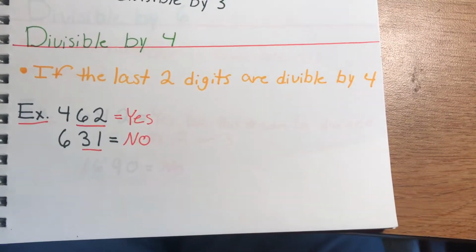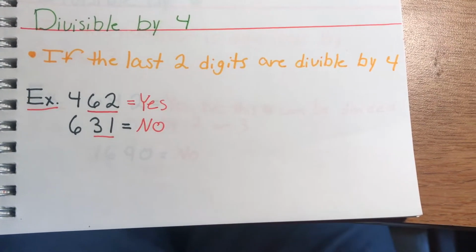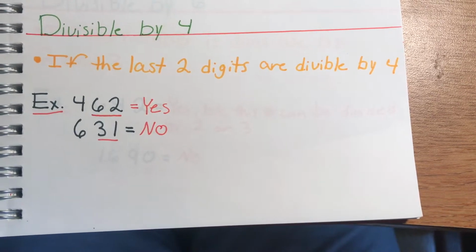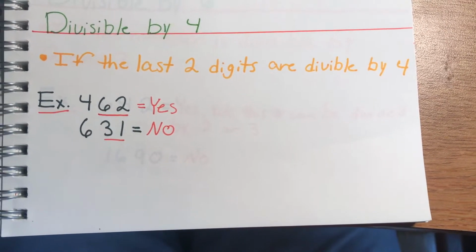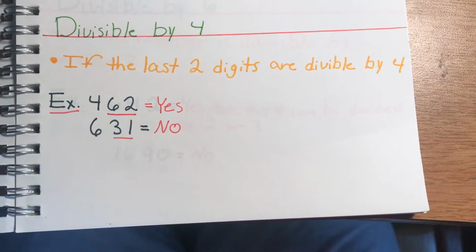Divisible by 4. If the last two digits are divisible by 4. For example, 462. 62 is not divisible by 4, so it cannot work. 631. The 31 is not divisible by 4, so it cannot work.